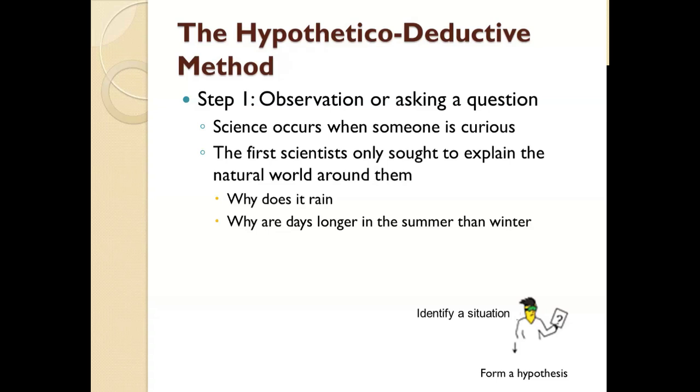Science often gets a bad rap for being intimidating, but science occurs whenever someone's curious, whenever someone goes, I wonder why. Why is that? The first scientists, in fact, only sought to explain the natural world around them. Why does it rain? Why do rainbows appear after it rains? Where does the sun go at night? Okay, so they are identifying a situation, asking a question about why this?